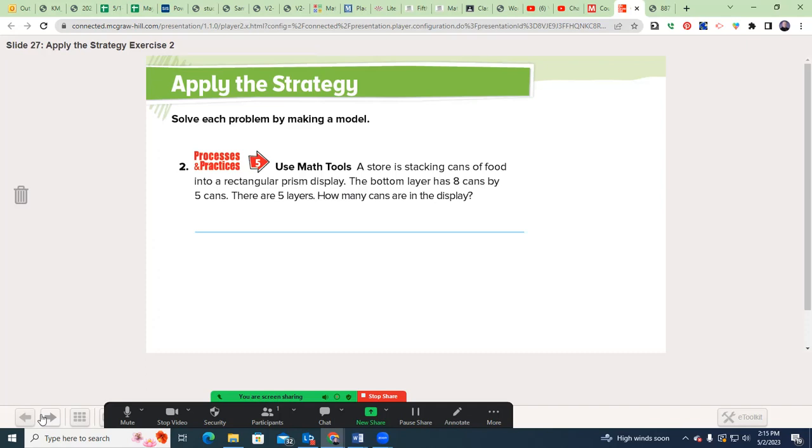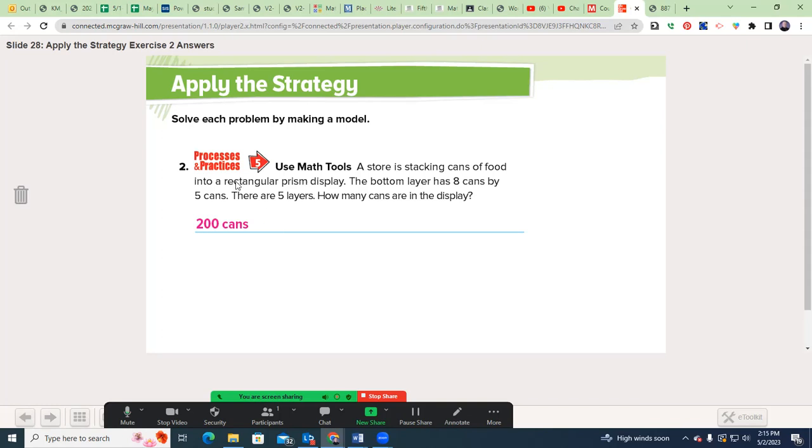Let's do one more practice. A store is stacking cans of food into a rectangular prism display. The bottom layer is 8 cans by 5, and there are 5 layers. You can make a chart or diagram that is very similar. Go ahead, pause the video, try it, and then unpause it when you're ready. Welcome back, and you saw that your answer is 200. This is 8 times 5 is 40, times 5 is 200. And in this case, the unit is cans.